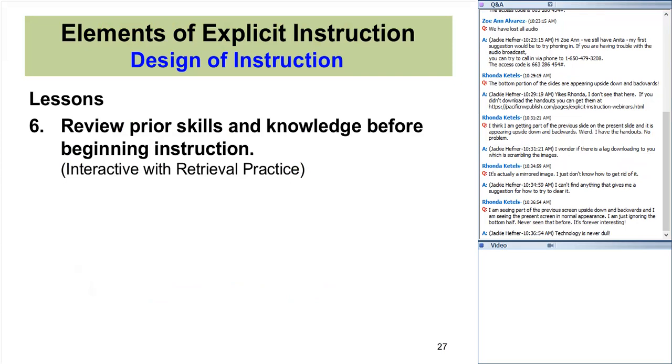Now, of course, this would be important in a Tier 1 class, to go back and review the prior skills and knowledge. But when we get to Tier 2 and Tier 3, and we have to work so hard to set the kids up for success, we have to absolutely be certain that they have the prior skills that are necessary for what we're going to learn. And so we have to have very intentional review that's interactive with retrieval.